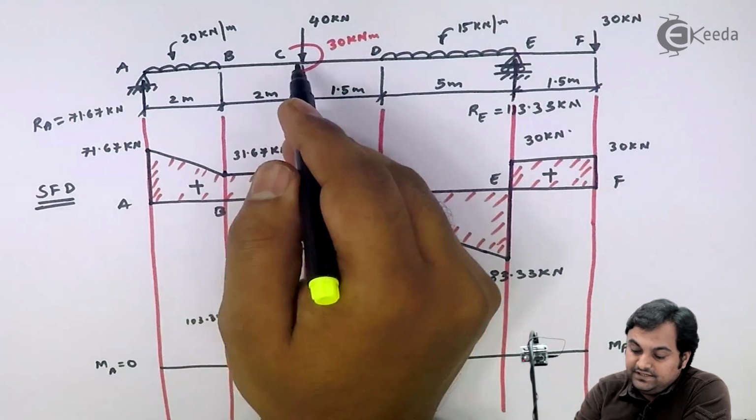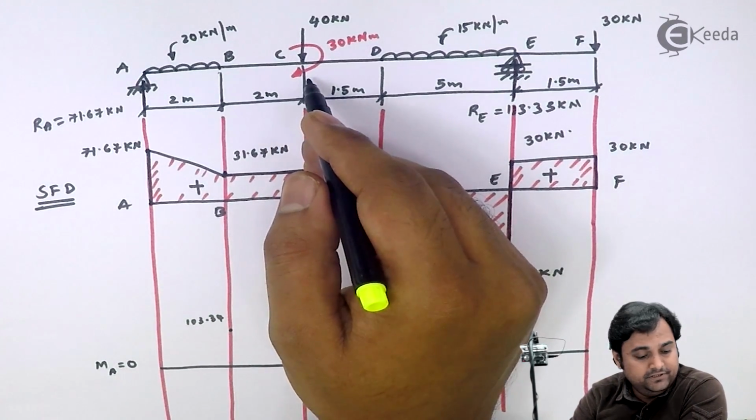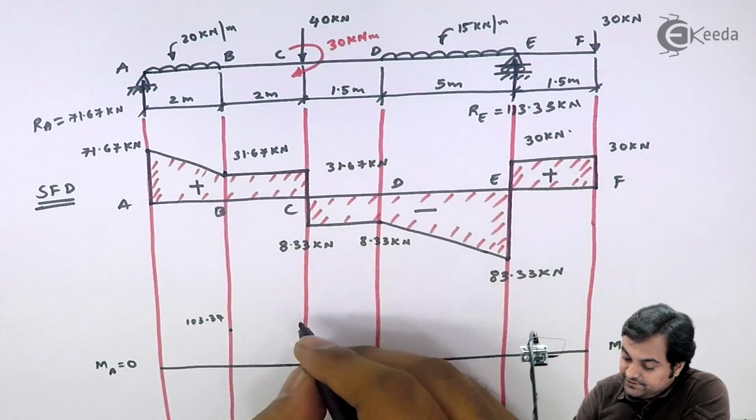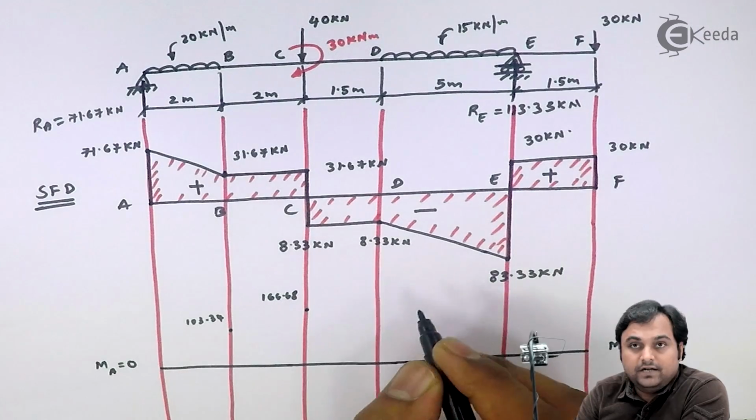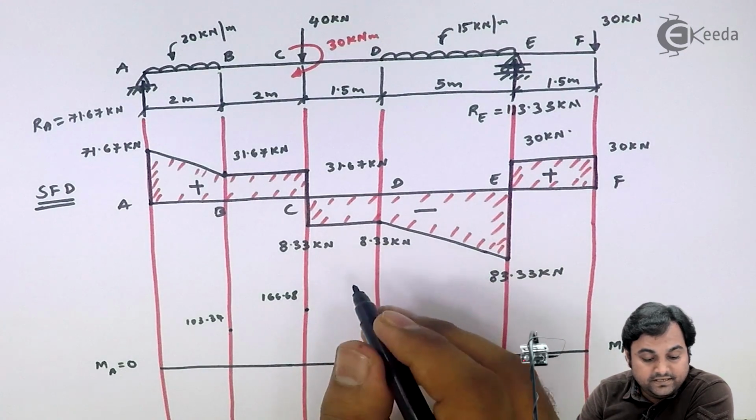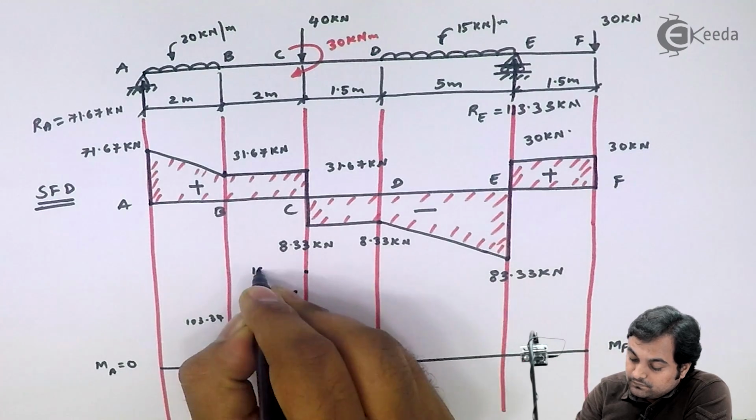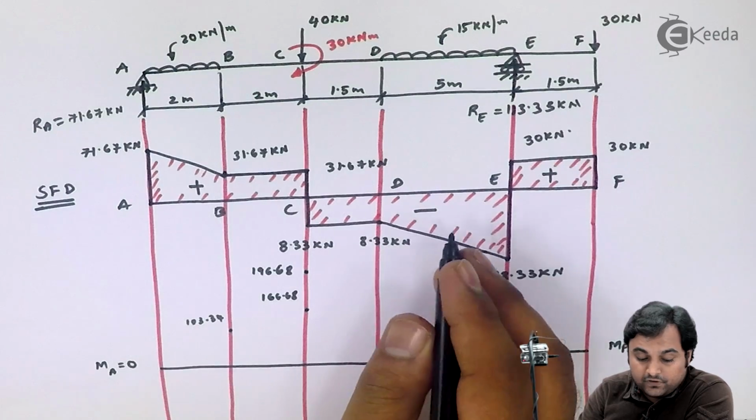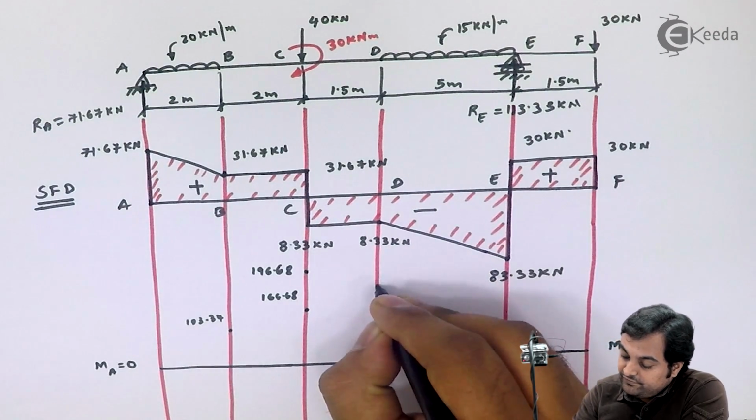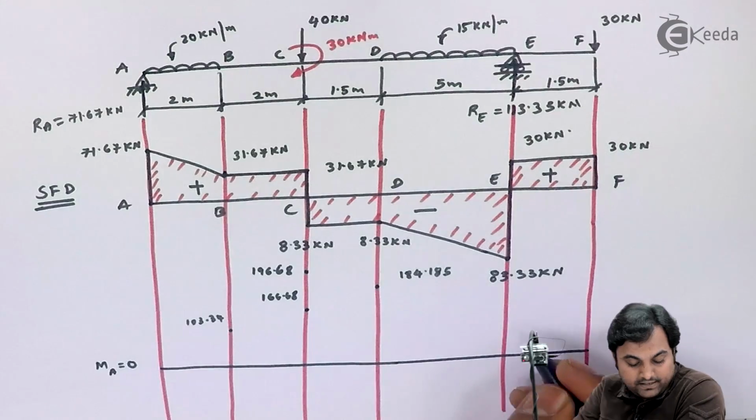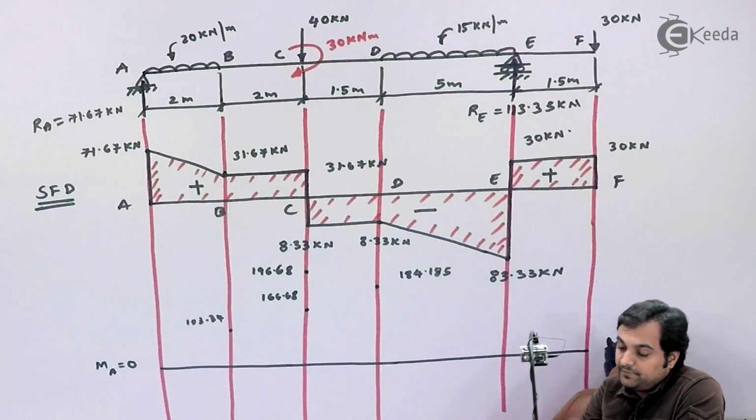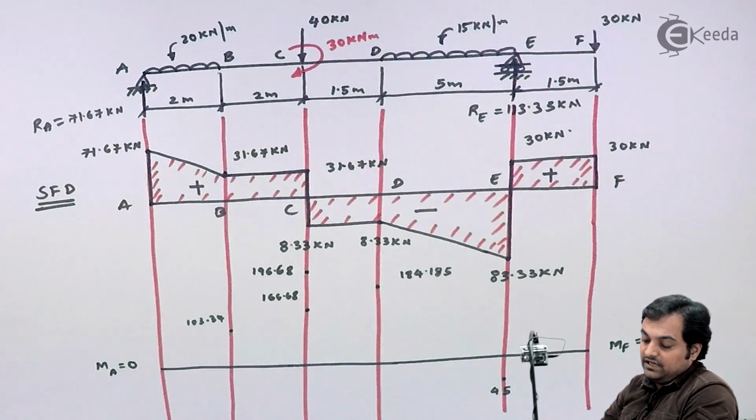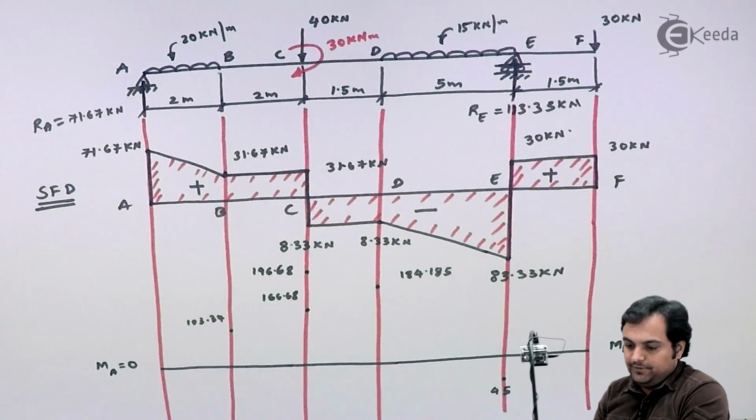Next, at C, I have two values of bending moment. The first one is 166.68 and the other value is 196.68. Then at point D, the value is 184.185. At E, I am getting the value as minus 45. So now, these are the points which I have marked for the bending moment.